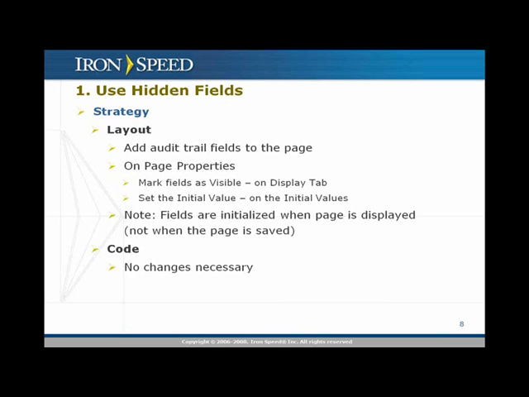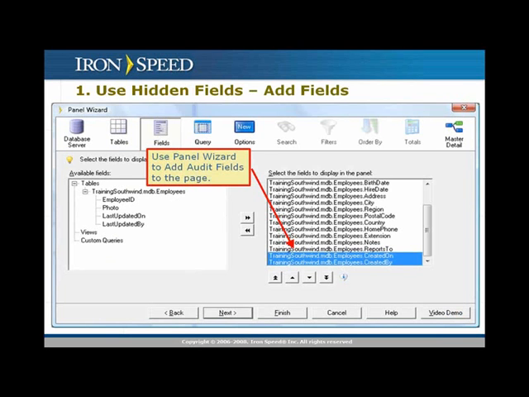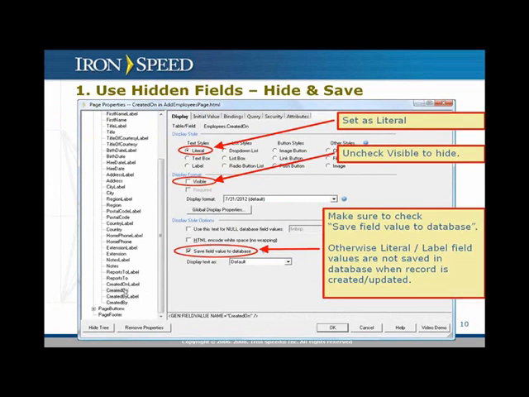So how do I do it? First, I'm going to add the hidden fields using the panel wizard. I simply add the created on and created by by pressing the configure button, opening up the panel wizard, and going to the fields tab. Next, for each particular field, let's say, for example, the created on, if I double click on that, I come to the page properties dialog box. And what I need to do is three things over here. Instead of a text box or a calendar control for that field, I want to change that to a literal. And I will uncheck visible in order to hide it.